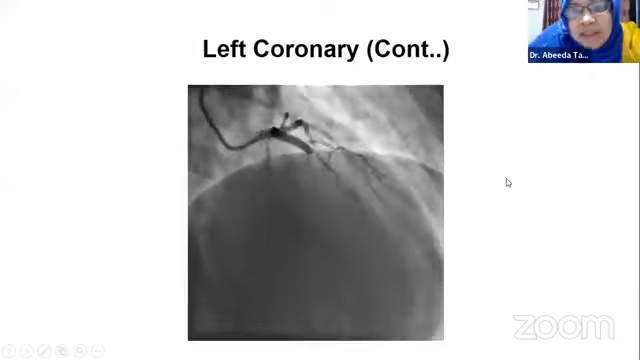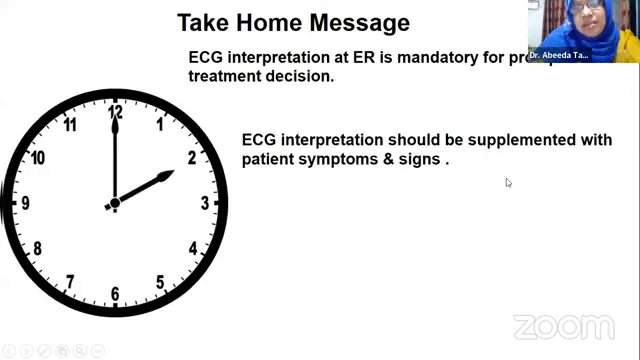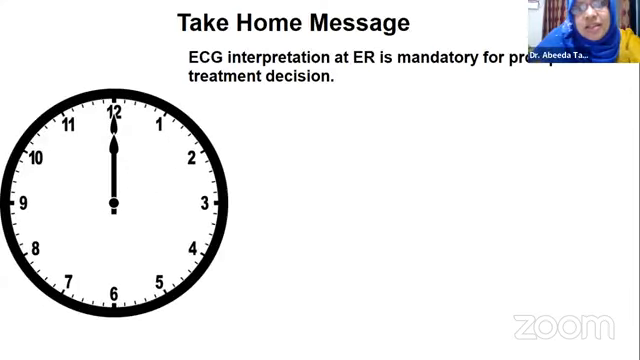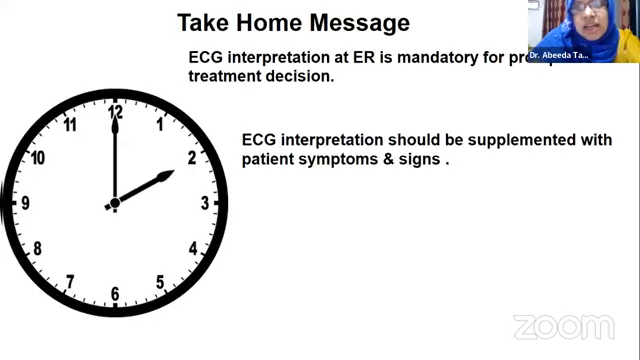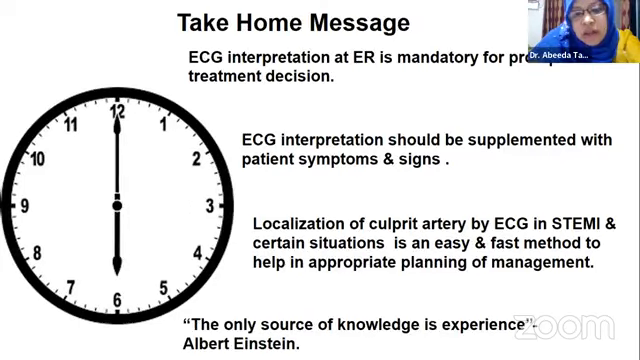So this is my last case. I'd like to say that my take-home message from today's presentation is that ECG interpretation in the ER is mandatory for prompt treatment decisions, and it should always be supplemented with symptoms and signs. Localization is not very difficult, so it is easy, and while we are preparing the patient, we can at least try to pinpoint the location. According to Albert Einstein, the only source of knowledge is experience. So it is experience and more ECG practice that lets us tackle this sort of situation.